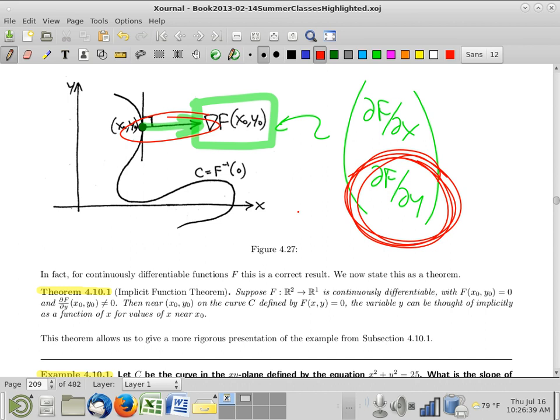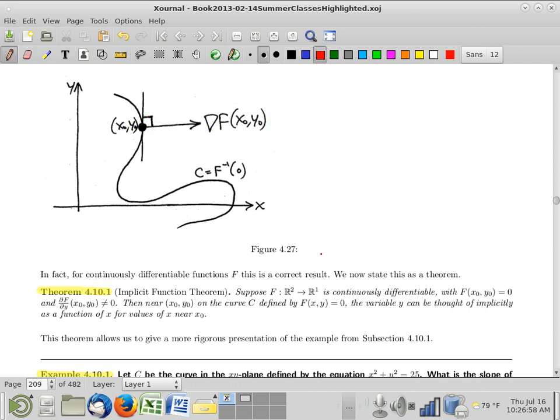You can't just say y is a function of x. If it's not 0, then that's not horizontal. The tangent line is not vertical. You have no problem, and you can implicitly differentiate all you want. So this is called the implicit function theorem. This is a sloppy motivation. This is not a rigorous argument that I've made here.